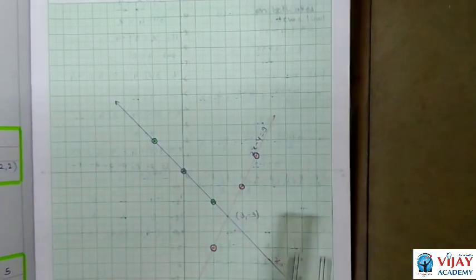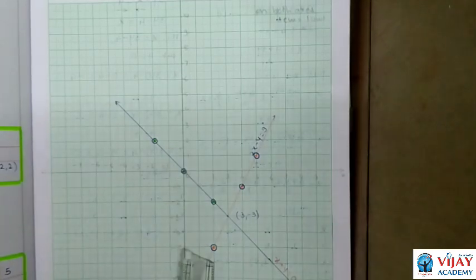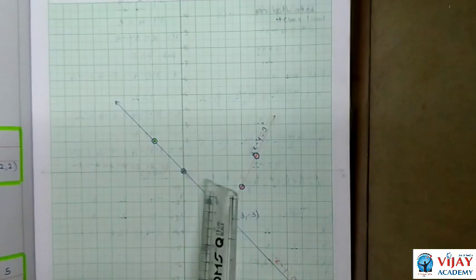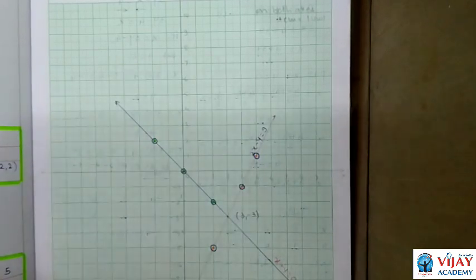Second one, 2x - y = 9. The first point is (2, -5). (2, -5) is in the fourth quadrant. This one is (2, -5). Then (4, -1). Then (5, 1) in the first quadrant.